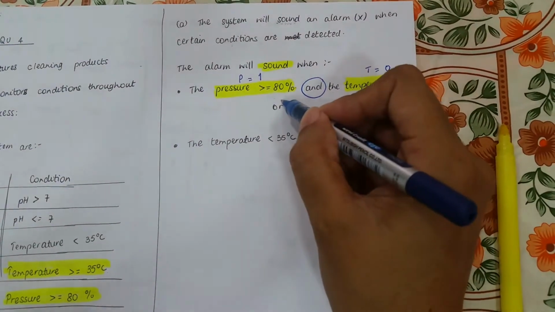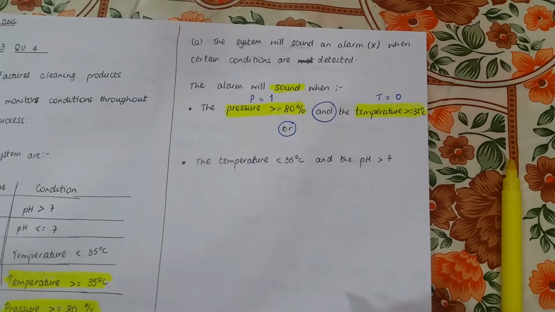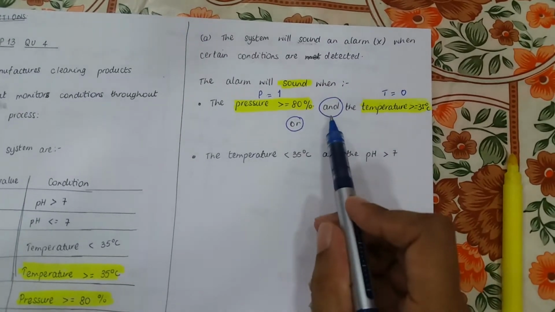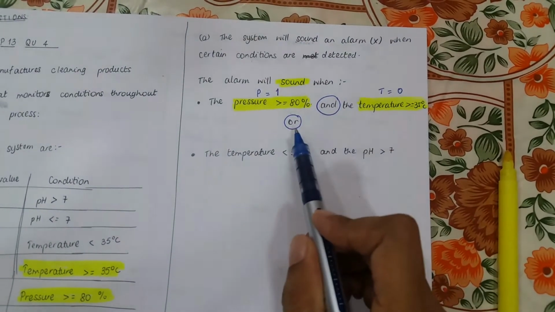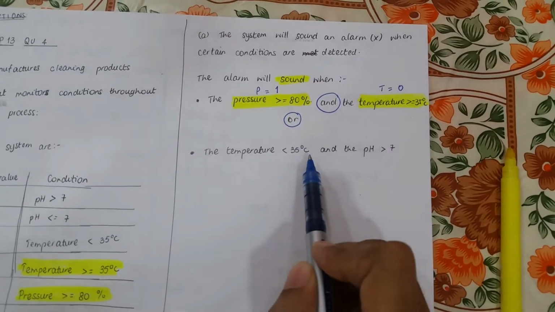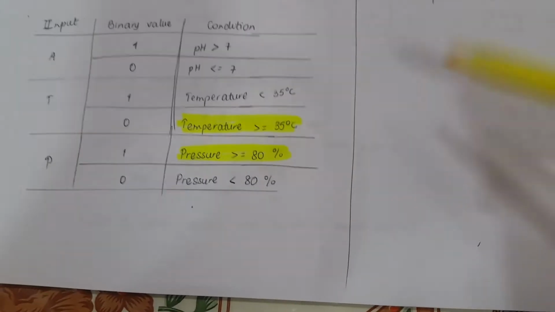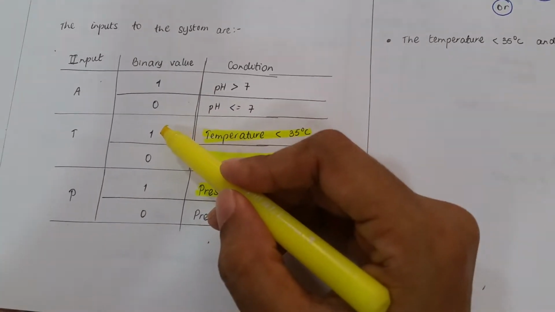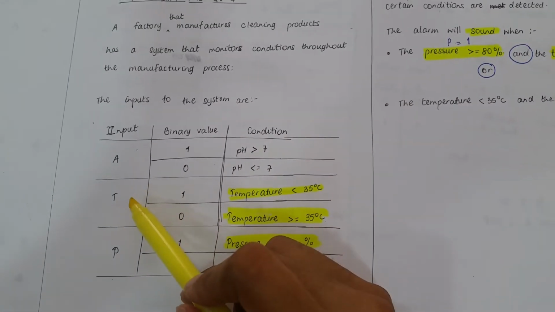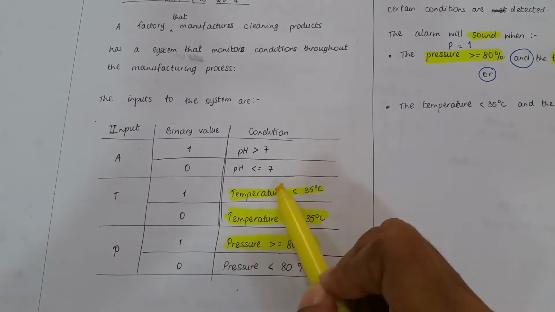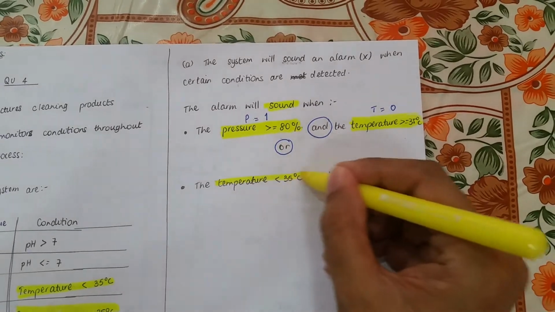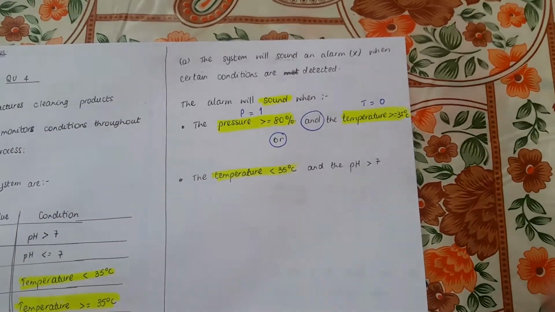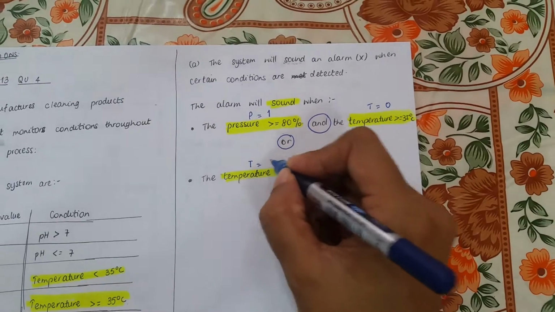OR is a gate. We circle it. It is the word that joins a sentence, normally a gate. Here there is temperature less than 35. So I am going to look for temperature less than 35. Here it is. It is a state where the input T is equal to 1. You get temperature less than 35, so T is equal to 1.